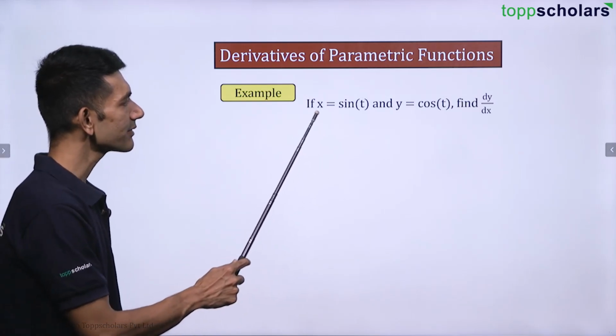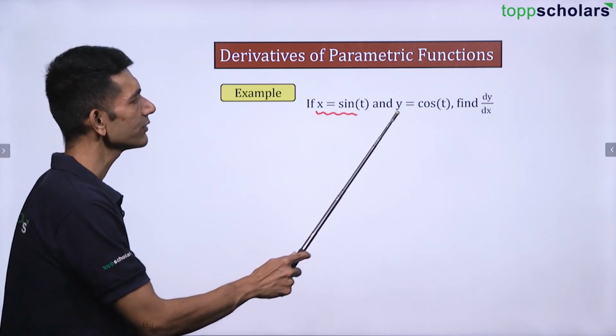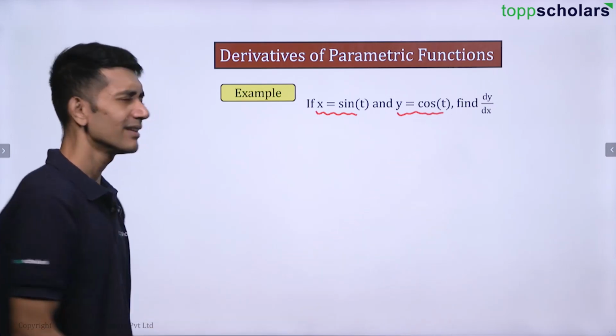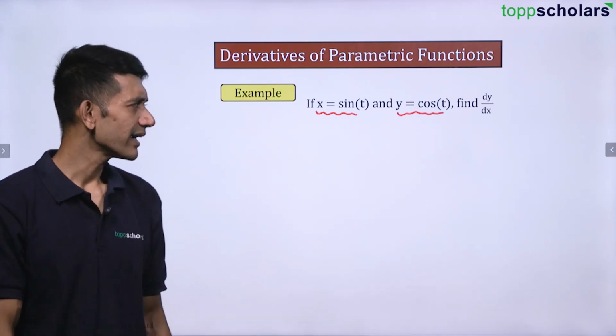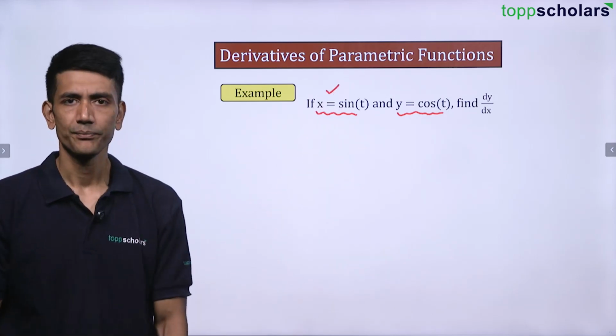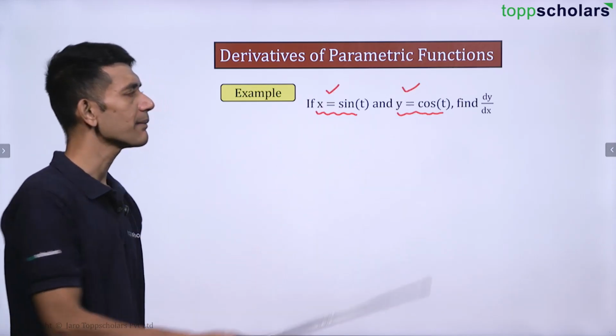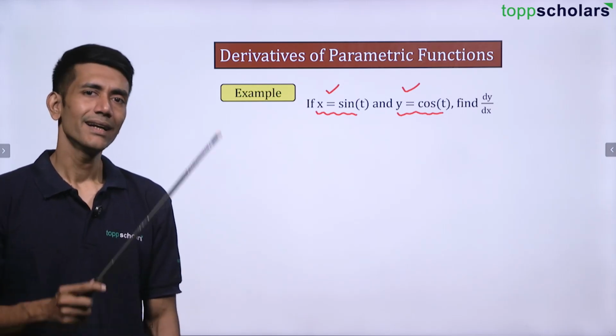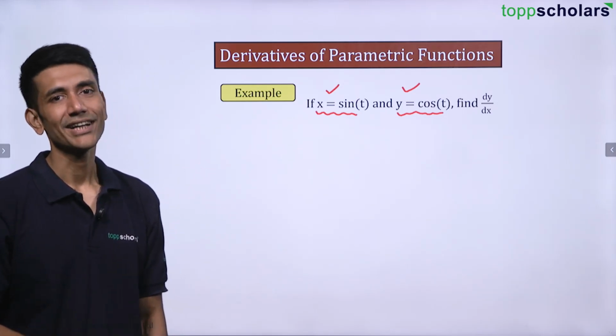So x is sin t and y is cos t. Simple question, right? x is sin t, y is cos t. Firstly, we will find out dx by dt. Then we will find out dy by dt. Then dy by dt divided by dx by dt. That is your final answer.